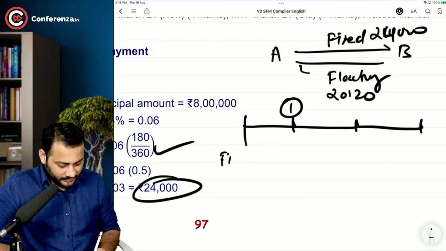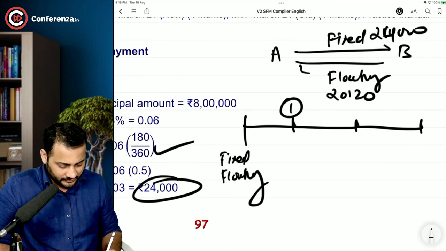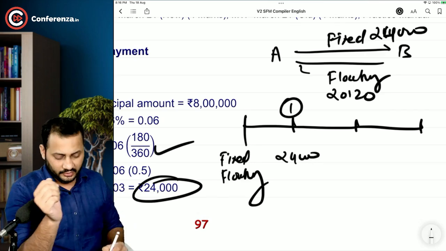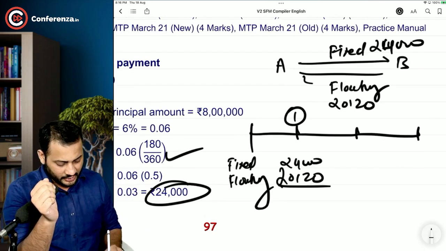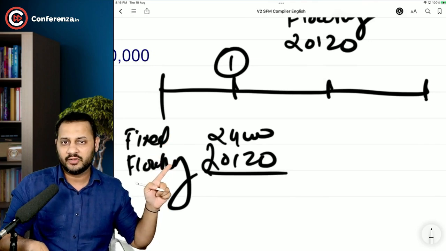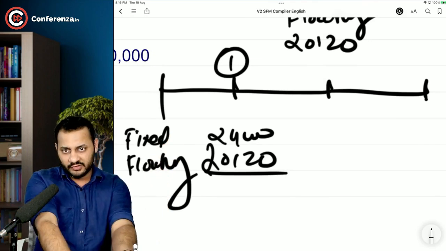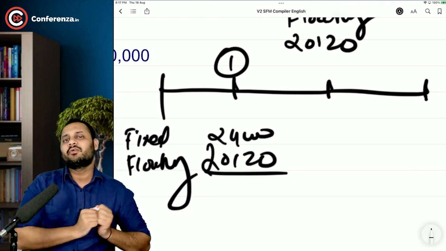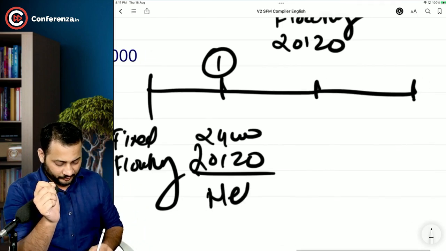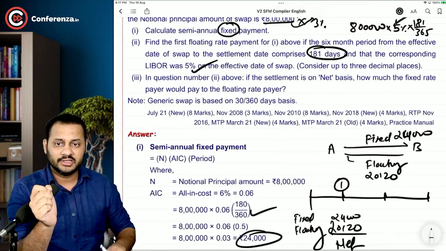At this date, there will be some exchange of fixed and floating payment. The fixed payment though is very well known from the very beginning. The floating payment will be known on that date, which will be 20,120. So someone has to pay 24,000 and has to receive 20,120. Instead of paying 24,000 and then receiving 20,120, what is the practical method to settle in net? So that's what the question is asking you.